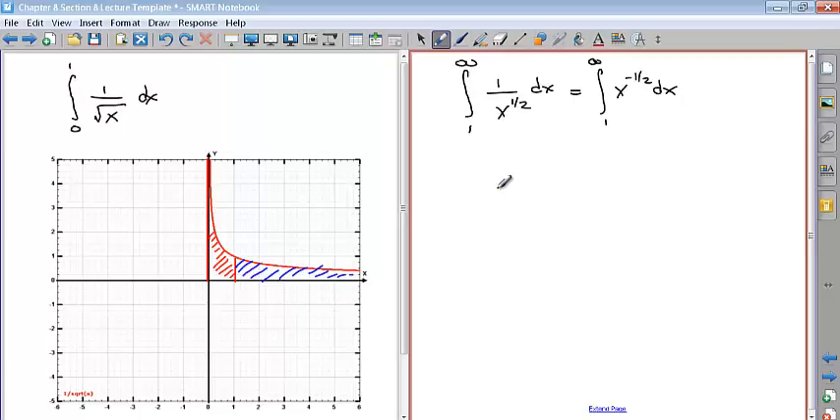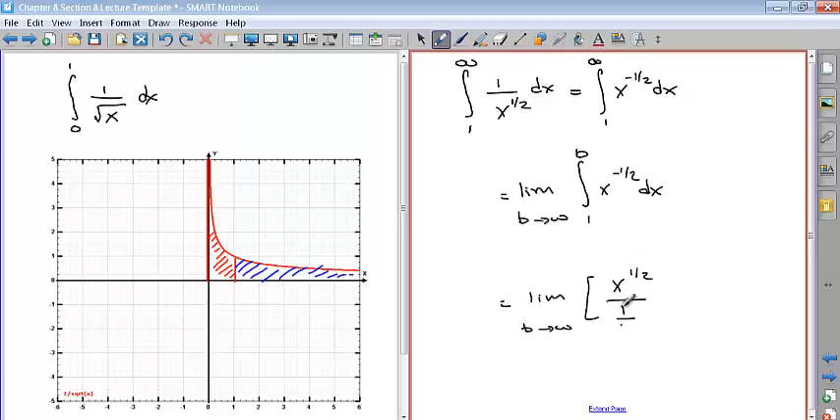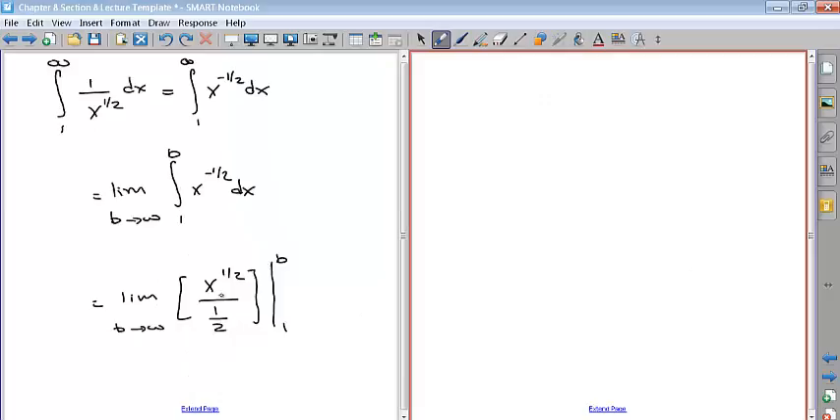So again, what you do is you change this to a finite limit b. So we say take the limit as b goes to infinity of the integral from 1 to b of x to the minus 1/2 power dx. Okay, so now we integrate. So the integral, you add 1 to the exponent, divide by the new exponent, evaluate it between 1 and our letter b.